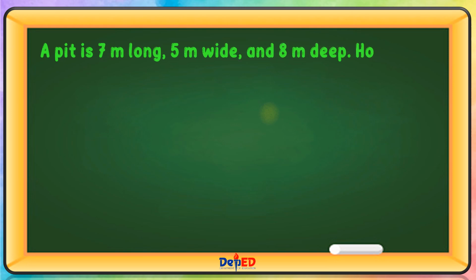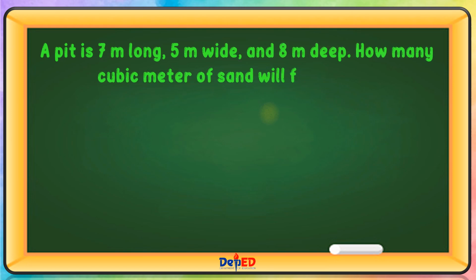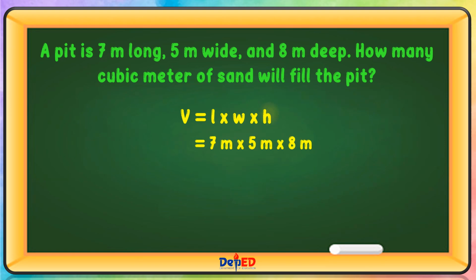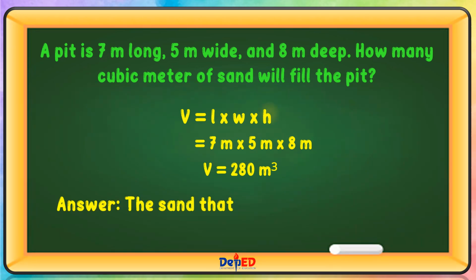A pit is 7 meters long, 5 meters wide, and 8 meters deep. How many cubic meters of sand will fit the pit? Volume is equal to length times width times height. 7 meters times 5 meters times 8 meters is equal to 280 cubic meters. Our answer is the sand that will fit the pit is 280 cubic meters.